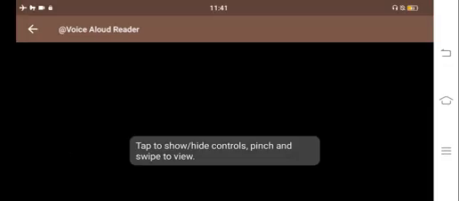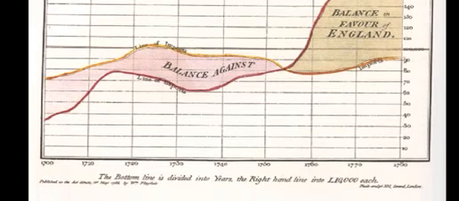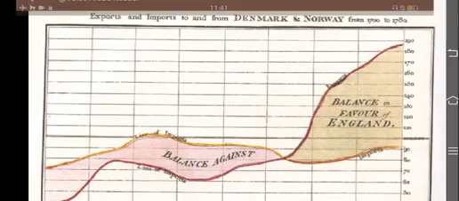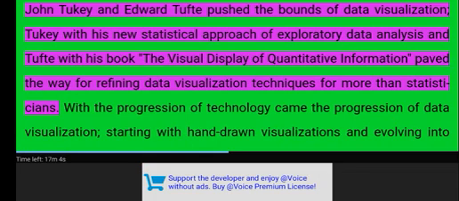Playfair time series. In the second half of the 20th century, Jacques Bertin used quantitative graphs to represent information intuitively, clearly, accurately, and efficiently. John Tukey and Edward Tufte pushed the bounds of data visualization. Tukey, with his new statistical approach of exploratory data analysis, and Tufte, with his book The Visual Display of Quantitative Information, paved the way for refining data visualization techniques for more than statisticians.